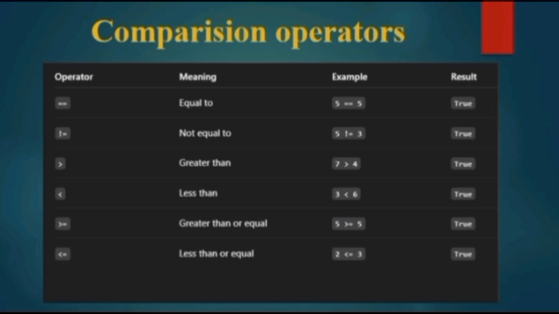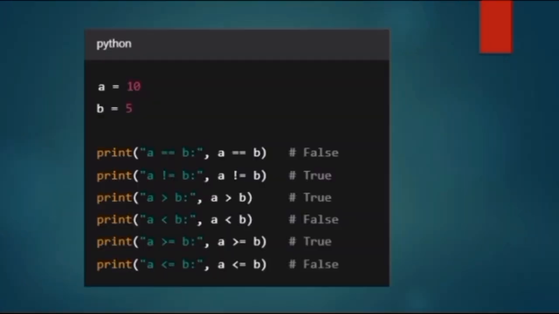Next one is greater than. We already know these operators very well: greater than, less than, greater than or equal to, less than or equal to. These operators help in decision making in programs, allowing conditions to be checked before executing certain actions. You can see the example on the screen comparing the two variables a and b. Here the variables are initialized: a = 10 and b = 5. We assigned the values to a and b.